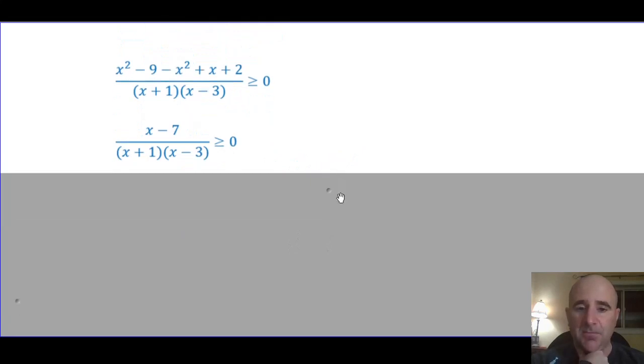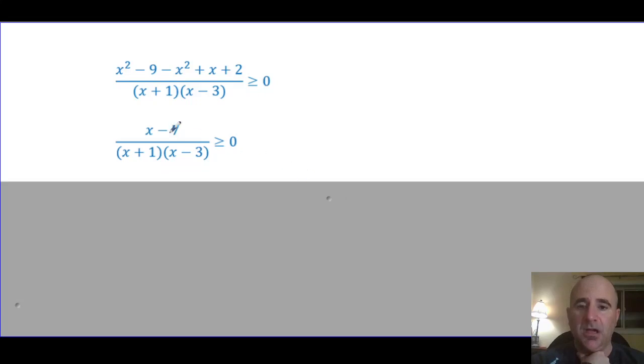Our next step is now to put this in a table and determine what the possibilities are for when we could have a value greater than or equal to 0. Now let's think about the factors. They're pretty easy. There's 3 factors there.